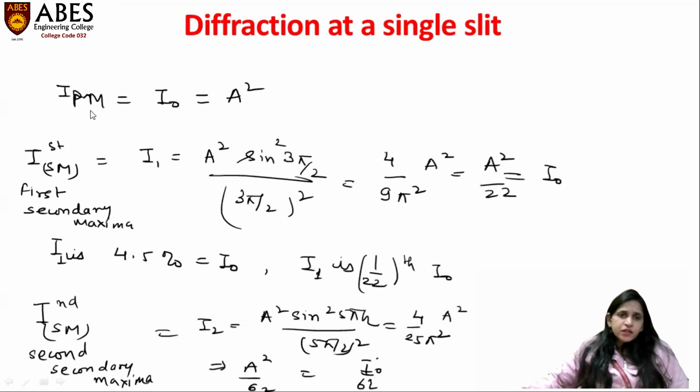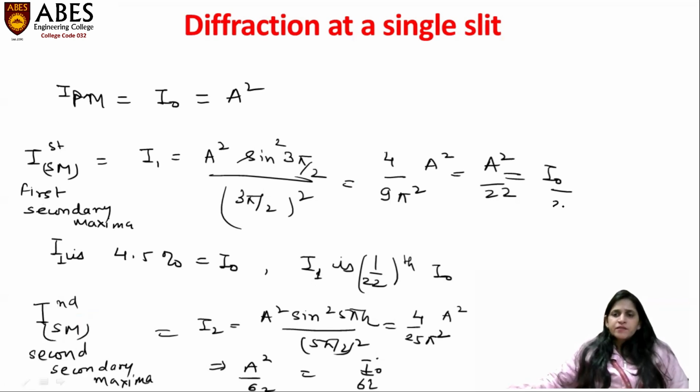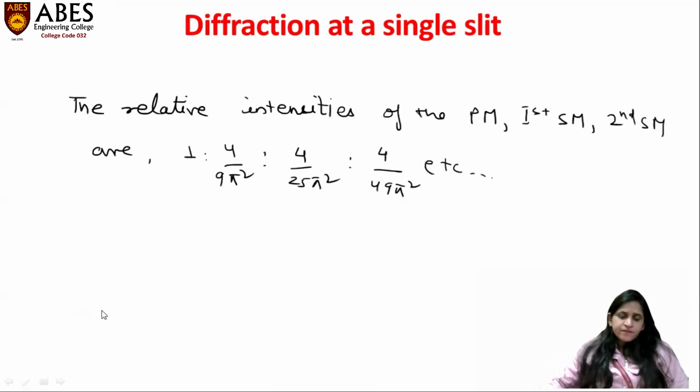So what you have to do is nothing. You have to consider the principal maxima. You have to calculate for the first secondary maxima, I naught by 22. Okay. And we have to calculate for the second secondary maximas. And similarly, we can show the relative intensities.